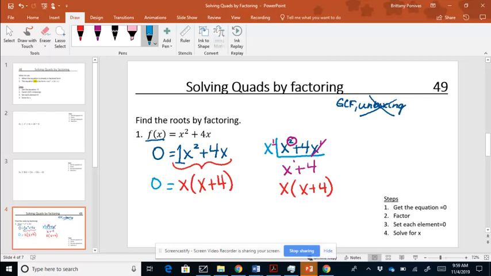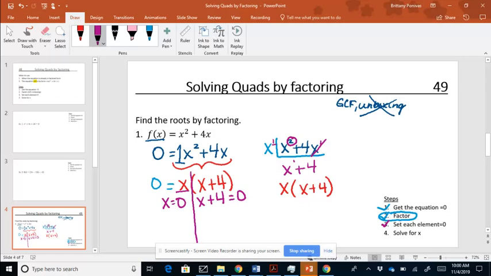So this second step is almost like a whole different problem that you have to create. So we got the equation equal to 0. We factored it. Now we're going to set each element equal to 0. So we draw a line in between. x equals 0. x plus 4 equals 0. That's your third step. And then your fourth step is to solve for x.